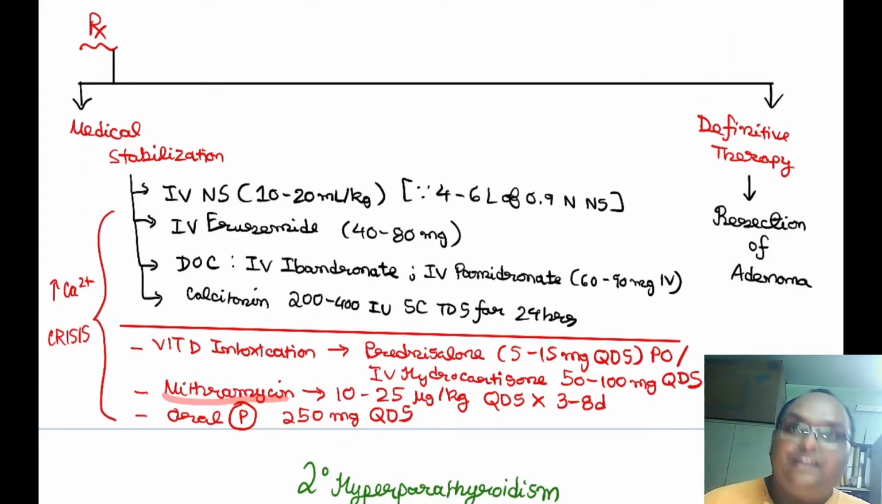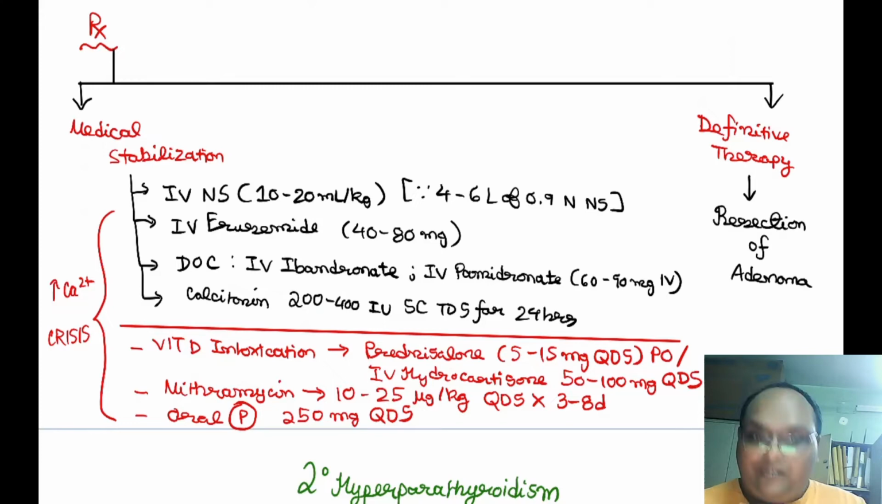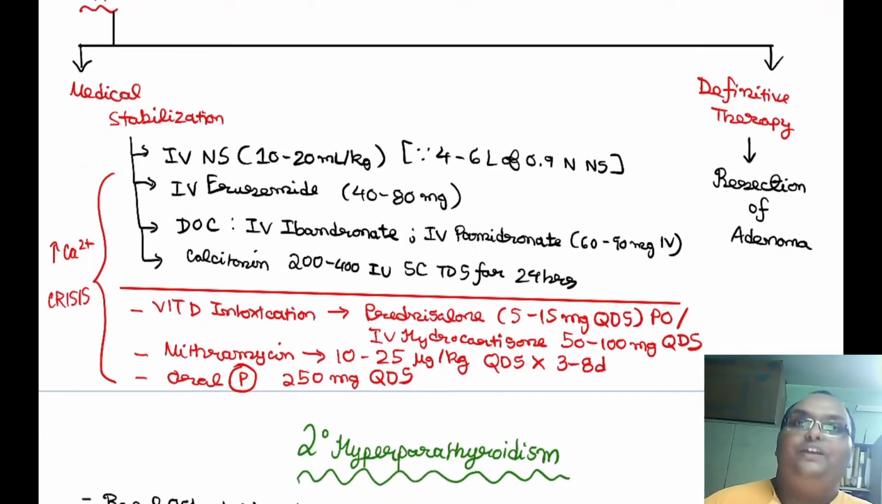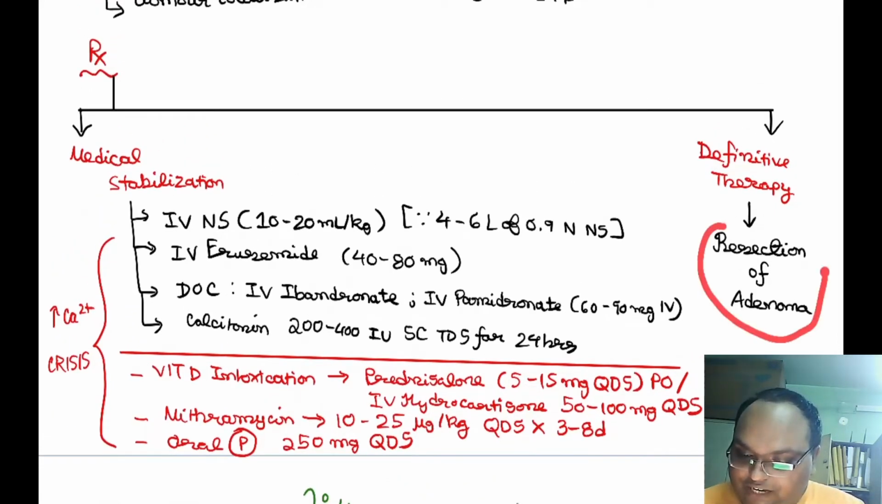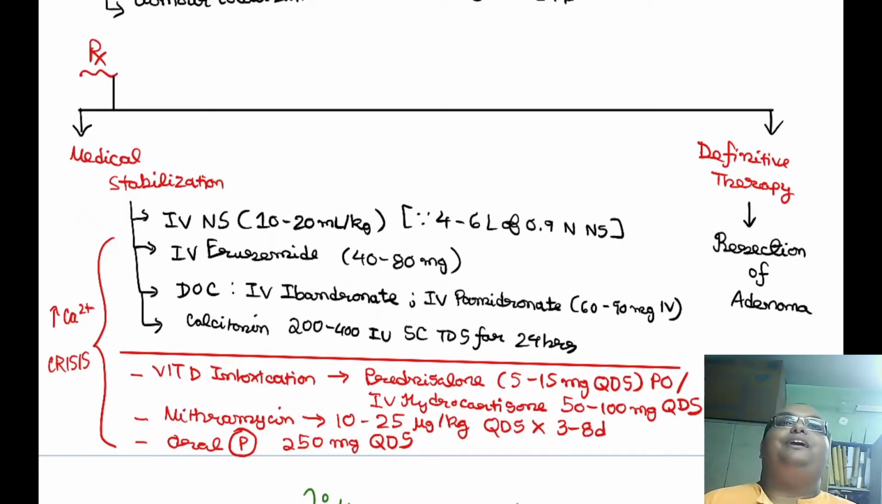Mithramycin is an antibiotic, but due to its peculiar effects, you will see that the RANK ligand interaction is jeopardized, and so a particular dose, 10 to 25 microgram per kg 4 times a day for about a week, is given. Oral phosphate to chelate out the extra calcium can be given, 250 milligram 4 times a day. Definitive therapy of course is resection of the adenoma. No adenoma, no extra parathormone, no hypercalcemia, no death, right?